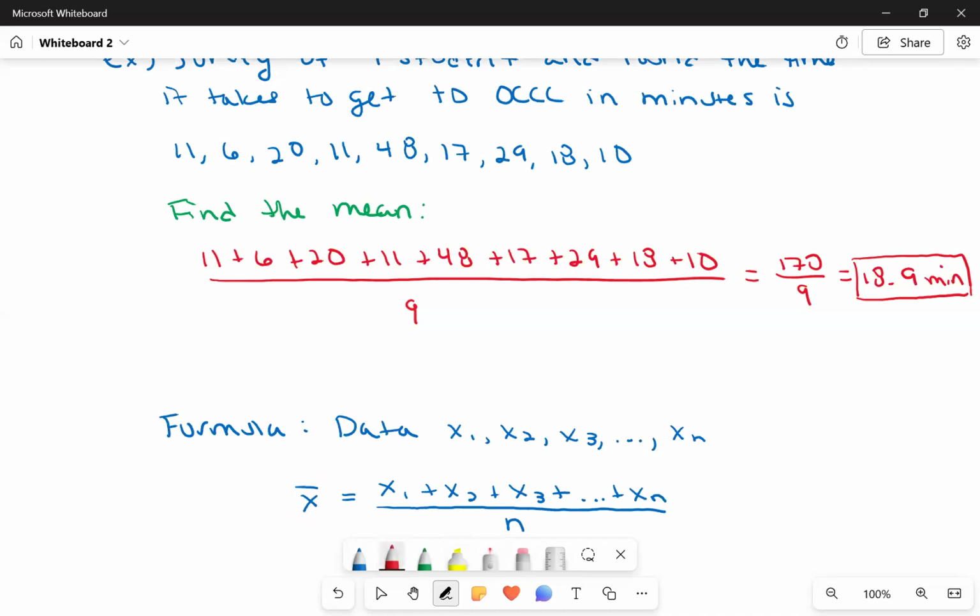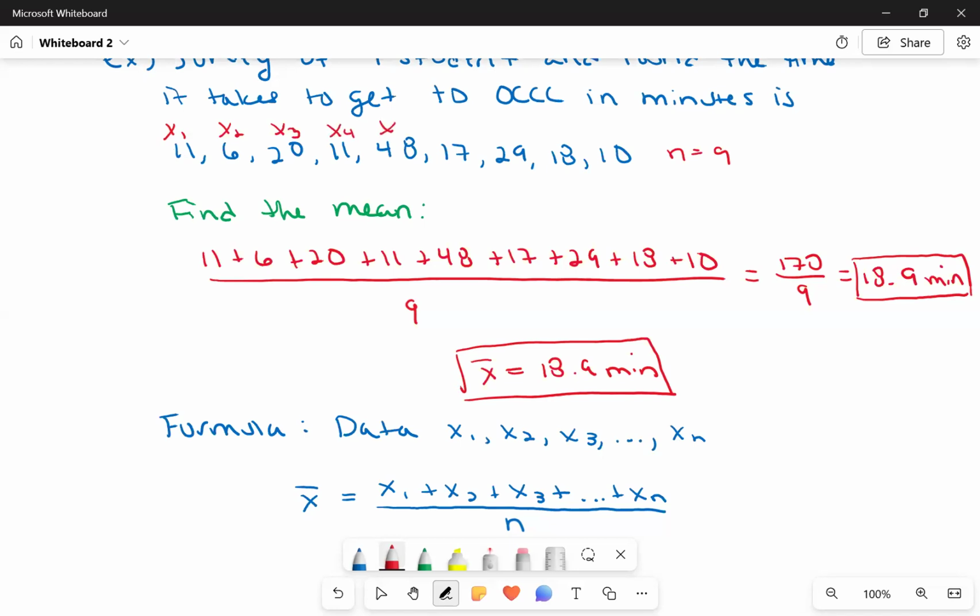So up here, I'm going to go ahead and apply that label, x bar then equals 18.9 minutes, just so I kind of see it in action. And just so we're clear, this would be x sub 1, x sub 2, x sub 3, right? And our n in this problem is 9 because we have 9 pieces of data. So if I kept labeling everything, the last piece of data I would have is x sub 9, because that's what n is for me. Okay, so just so we're clear, they do have that formula, and I want us to understand what it means.